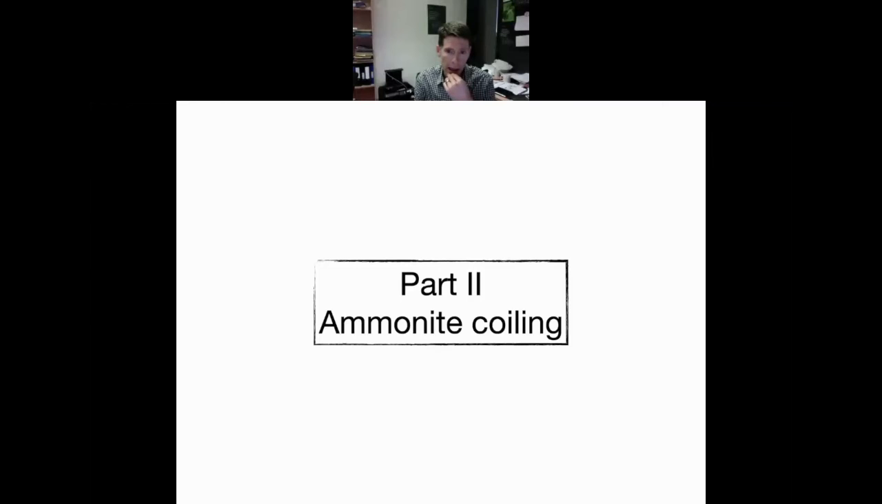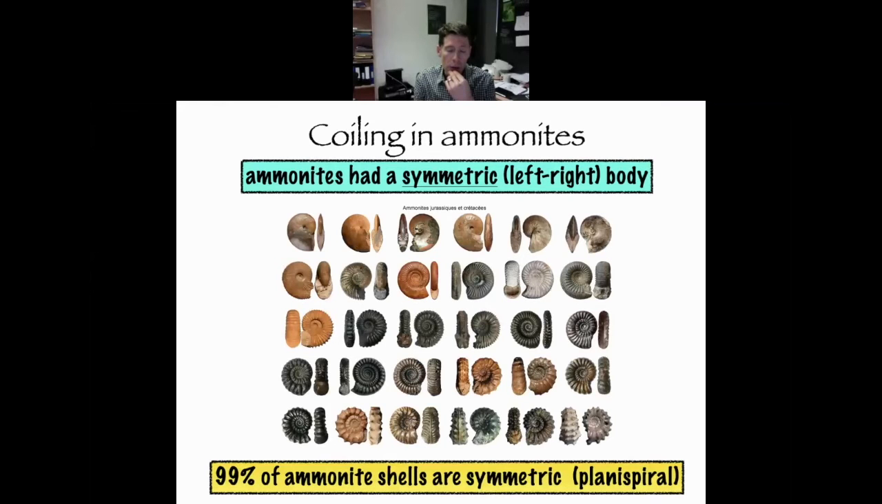Now, if we think about ammonites, ammonites are cephalopods, and cephalopods are characterized by a symmetric or very nearly symmetric left-right symmetry in their body. The coiling that you see in ammonites, and these are lots of different species of ammonite, they all have this logarithmic spiral. They're coiling in the ventral-dorsal direction, so they're coiling on their dorsal. The dorsal side is the short side, and the ventral side is the long side.